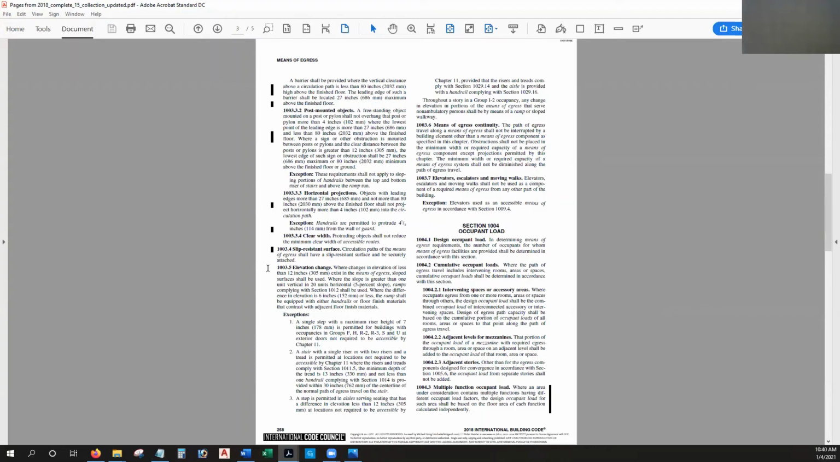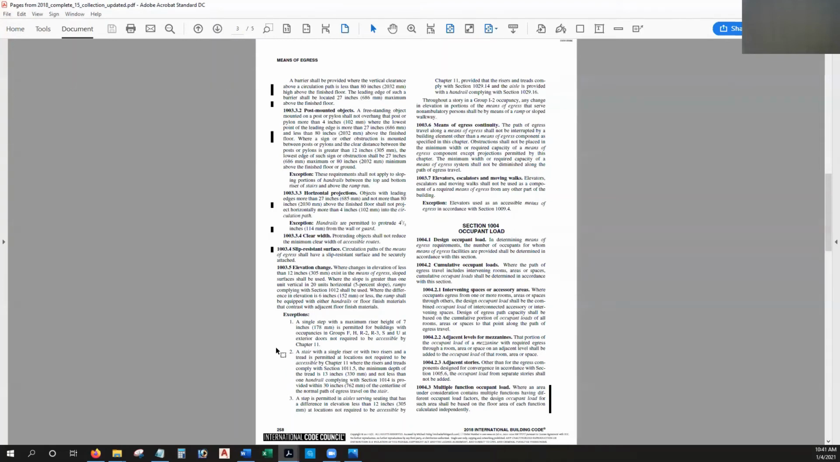So if you have a change in elevation greater than 1/2 inch and less than 4 inches, the way you would regulate that is through this elevation change section of the code, which basically says it has to be ramped. Now, there are some exceptions to this, and the exception we want to look at today is exception number 2, which says a stair with a single riser or with 2 risers and a tread is permitted at locations not required to be accessible. That is important, because if a route is required to be accessible, then you can't have steps in it. It would just have to be a ramp.